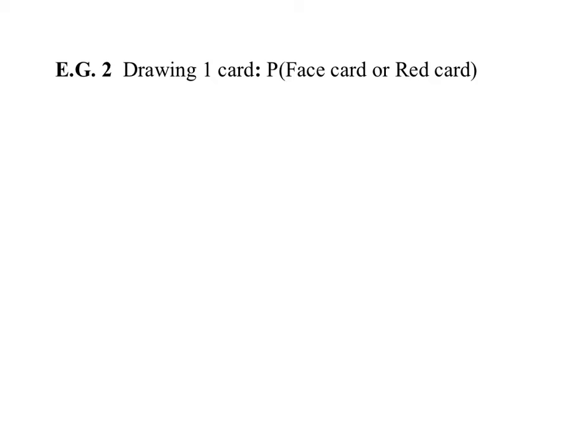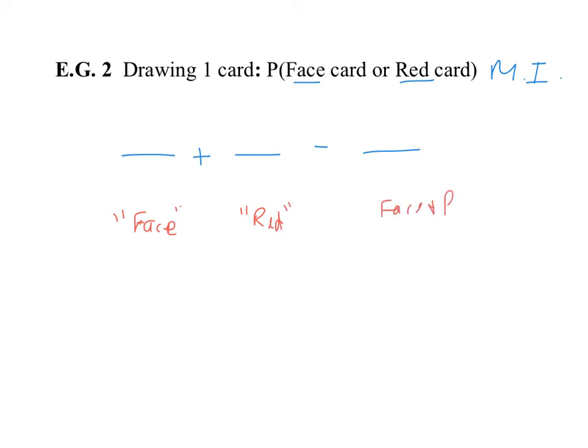Drawing a card, getting a face card or a red card. So can these two events happen at the same time? Is there such a card that has both a face on it and red? And the answer is yes. So this is a mutually inclusive situation, which means we have our two adding fractions and then a subtracting fraction. We have a ratio that represents all your face cards. Second one is all your red cards, and then you're going to subtract out your face and red cards.